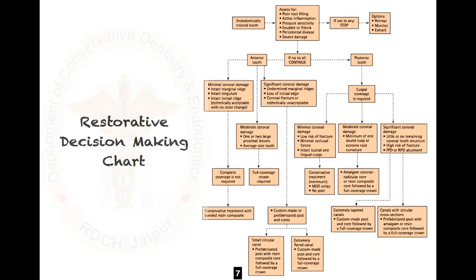So in cases of a small circular canal, you can go for a prefabricated post, the already formed, rod-shaped structures that are commercially available. You can pick your size for the canal and go about it. But in cases of a flared canal, you will have to customize, you will have to adapt to the root canal anatomy. In simple words, you will have to make your own post, right?